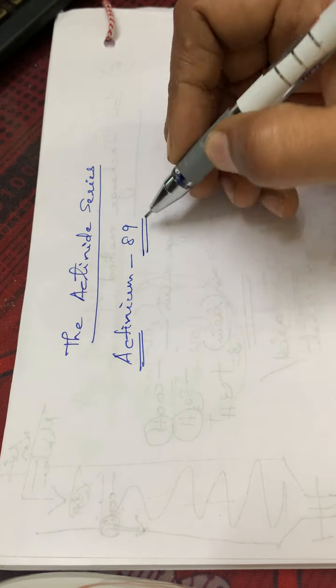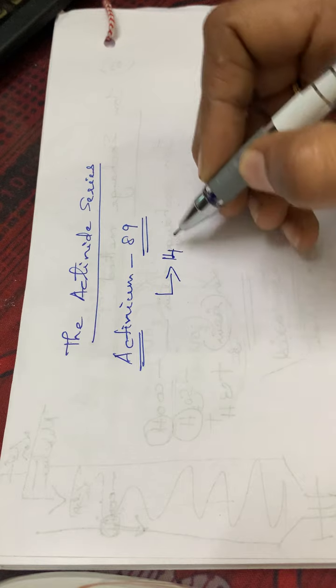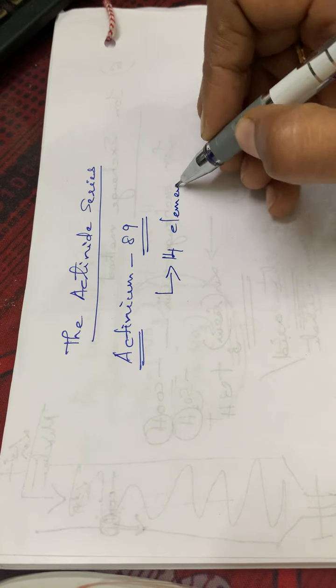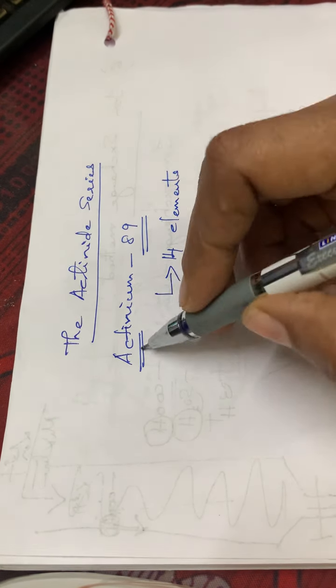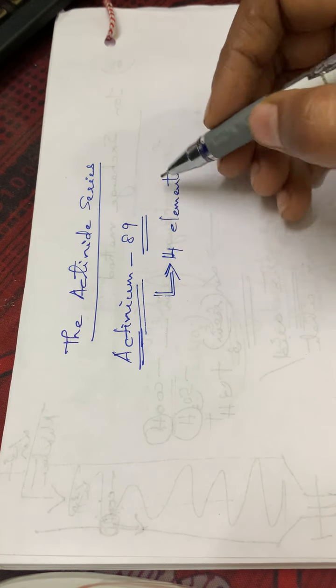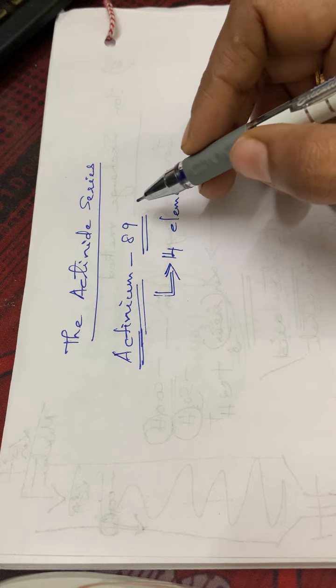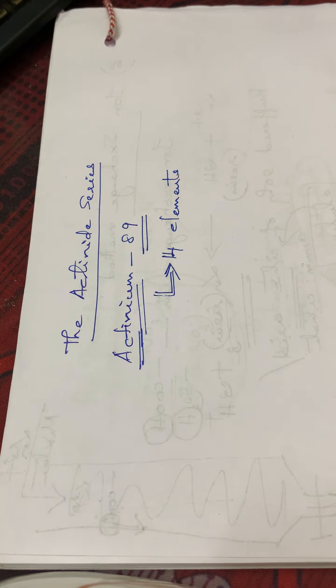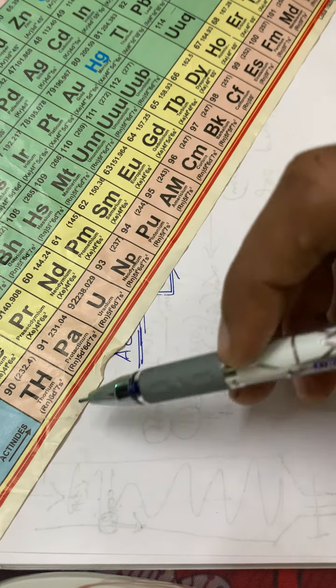This actinium is followed by 14 other elements, and these elements constitute the actinide series. So we can go through the elements in this actinide series. See here, this is the actinide series.